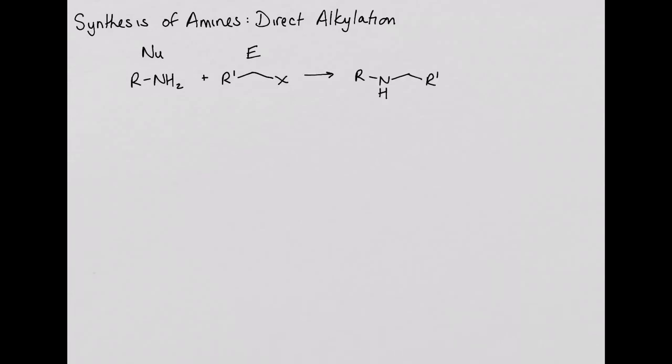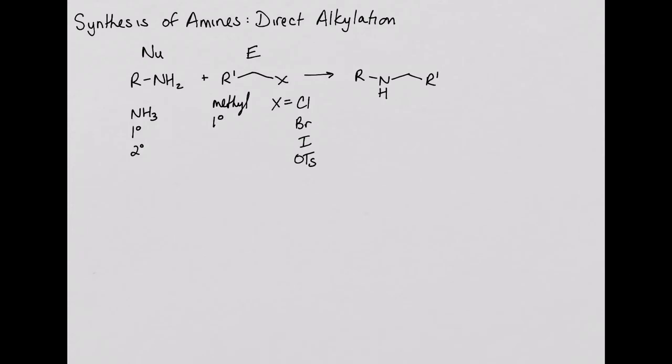Remember that because this is an SN2 reaction, it will work best if the nucleophile is not too hindered and is therefore ammonia, a primary amine or a secondary amine, and if the electrophile is not too hindered. Therefore, the R' group should be a methyl or a primary substrate. Typically, for our electrophile, we also need a good leaving group, like chloride, bromide, iodide, or a tosylate.